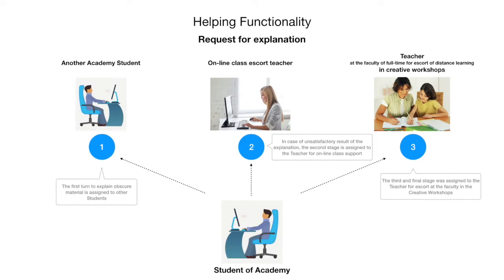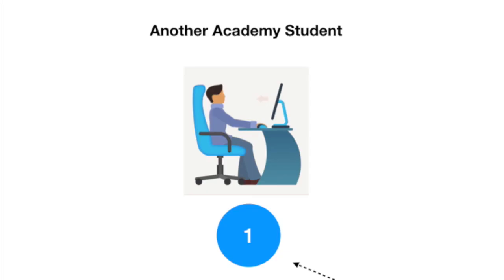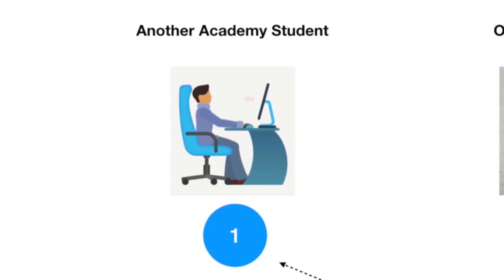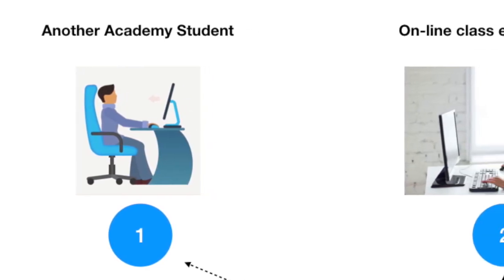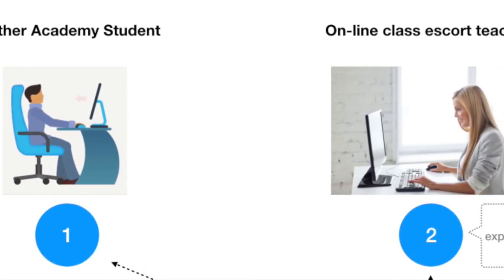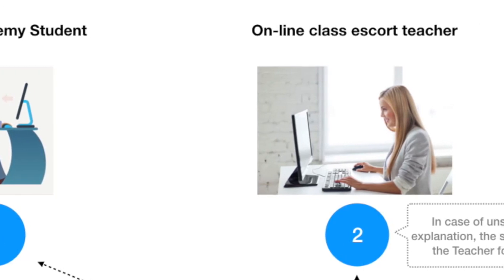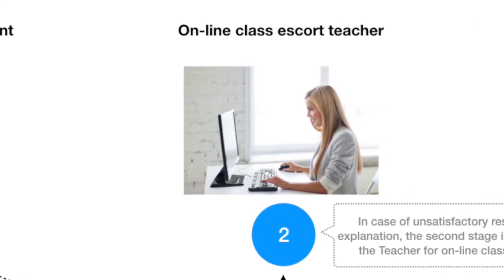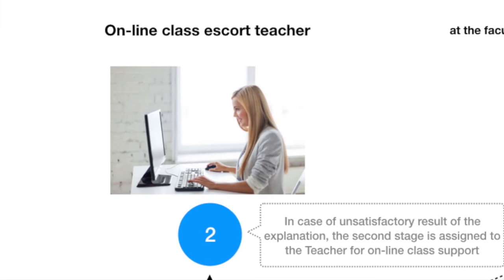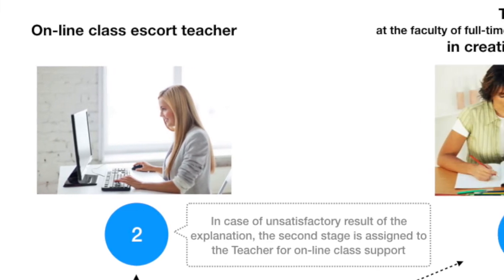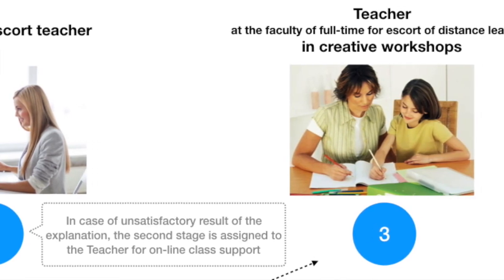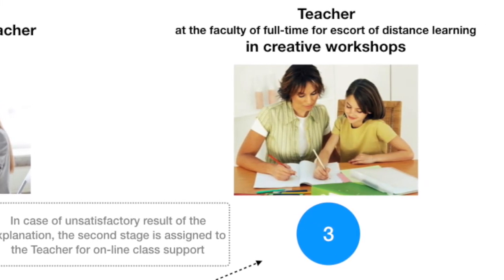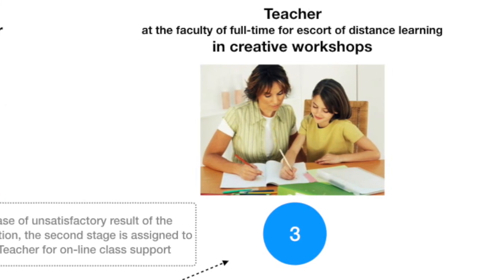For those who did not understand, there is the opportunity to leave a request for an explanation. First of all, another student will try to explain it to you. If that was not clear, then enter the online class and ask a question to the escort teacher. Such an online class is activated every 15 minutes in the first half of the day. If this is not enough, then come to creative workshops and get support from the teacher at a face-to-face meeting. This is the purpose of the Faculty of Full-Time Support of Distance Learning.